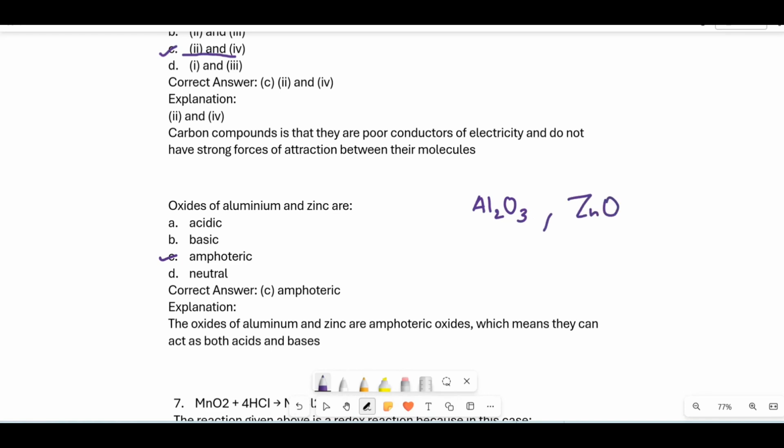The oxides of aluminum and zinc are amphoteric oxides, which means they can react with the acid as well as the base. Next question.